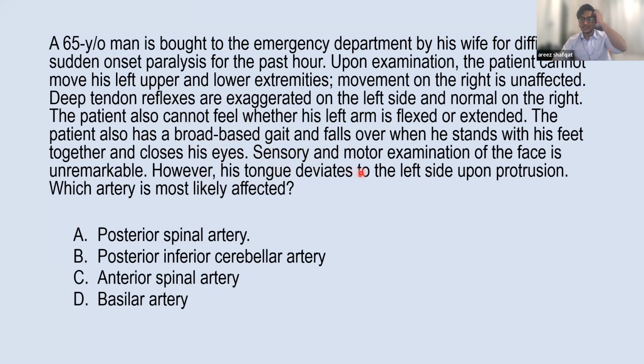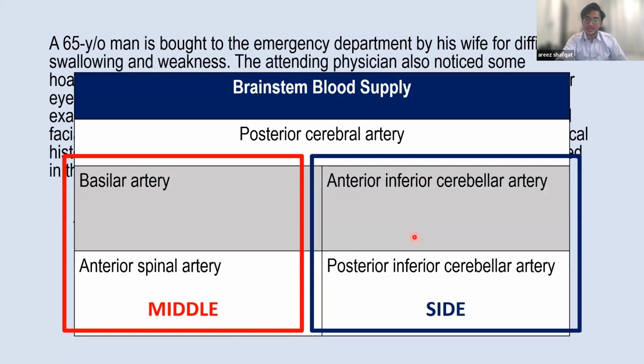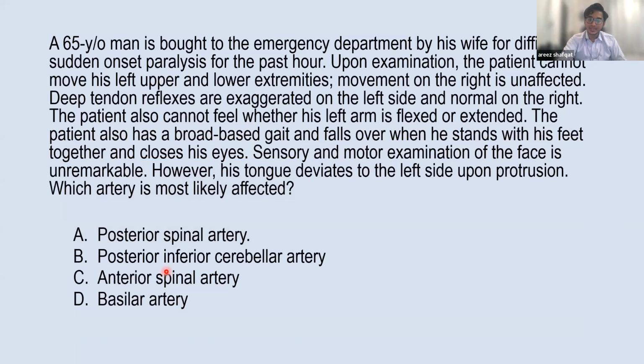However, his tongue is deviated to the left side upon protrusion. Okay. Which artery is affected? Anterior spinal artery. Exactly. So if you go here again, the medial part of the medulla is supplied by the anterior spinal artery. Which side is this lesion in, by the way? Left or right?